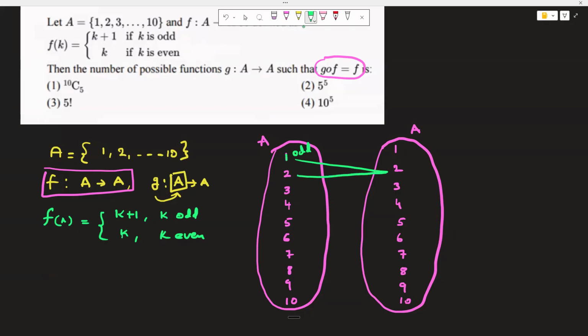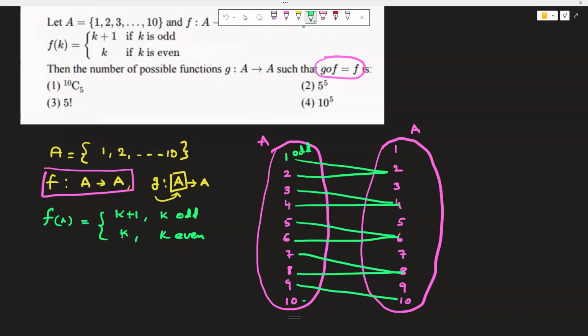So that means 2 is 2. 3 is 4 in the same way. 4 is 4. 5 is 6. 6 is 6. 7 is 8. And 8 is also 8. 9 is 10 and also 10 is 10 because it is even. Okay. So we will write the values also.